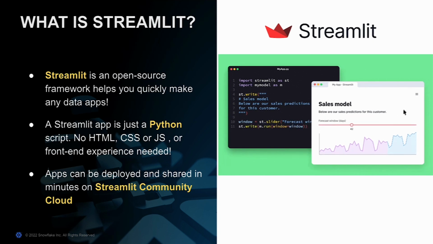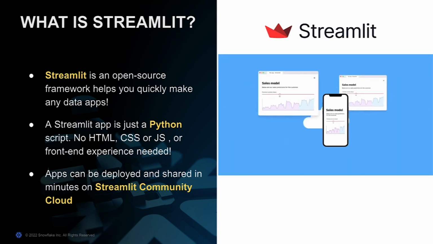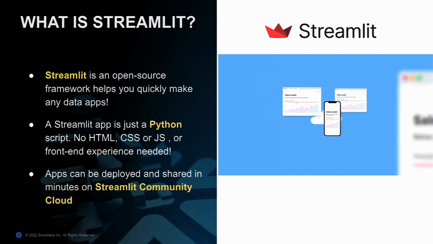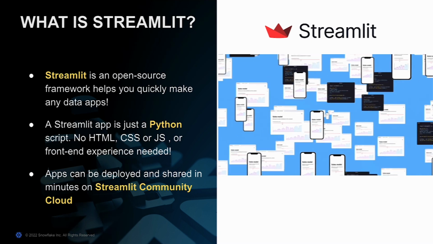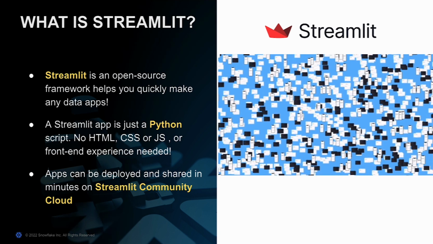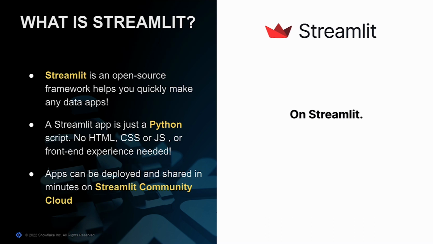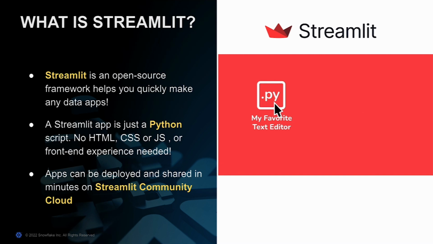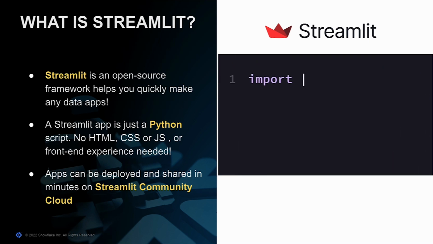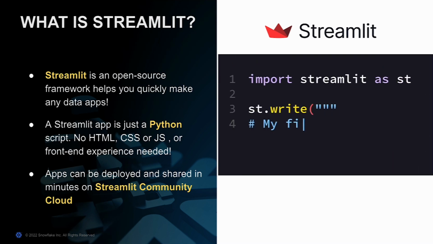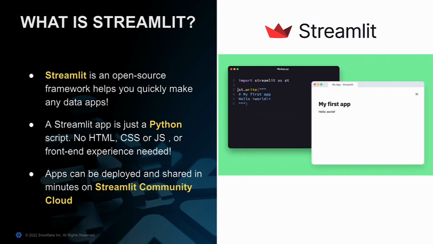And basically, Streamlit is built with Python. So it's literally just a Python script, which means that you don't need to have any HTML knowledge, CSS knowledge, or JavaScript. There's absolutely no front-end experience needed. If you've got a bit of Python under your belt, you can design apps in a few minutes. Lastly, you can also deploy your apps for free and in minutes on the free service Streamlit Community Cloud. I'll show you how to do it later on.